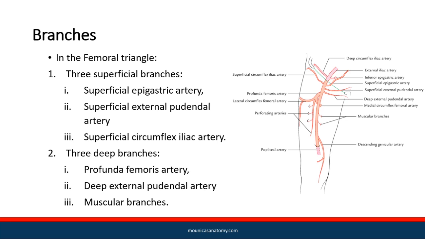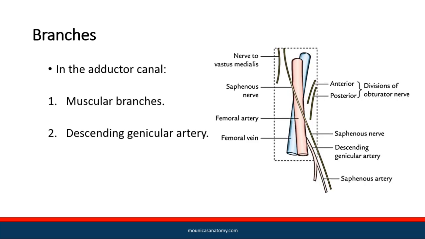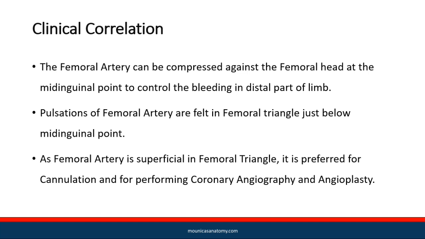Branches in the femoral triangle are three superficial branches: superficial epigastric artery, superficial external pudendal artery, superficial circumflex iliac artery. Three deep branches: profunda femoris artery, deep external pudendal artery, muscular branches. Branches in adductor canal are muscular branches and descending genicular artery.